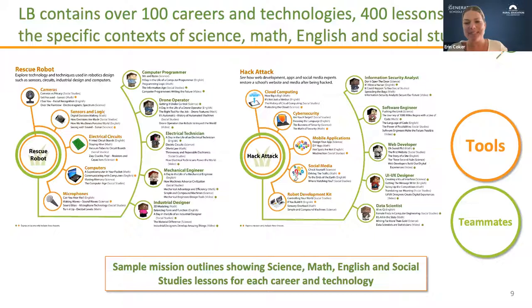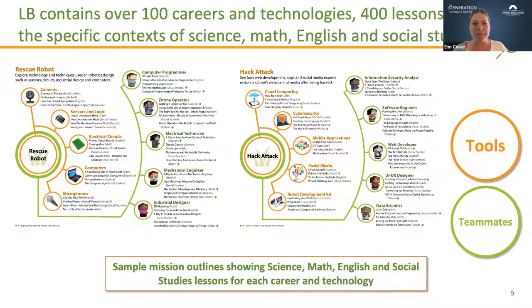So before Josh jumps in and walks us through a live tutorial, I want to give you the lay of the land by walking through a mission diagram. So these are two mission diagrams for the mission Rescue Robots on the left and Hack Attack on the right. So what you will notice is that the orange circles are highlighting the tools and interdisciplinary learning that students will engage in when they complete a mission. And then the green circles are the teammates or careers they will encounter as they problem solve the mission challenge.